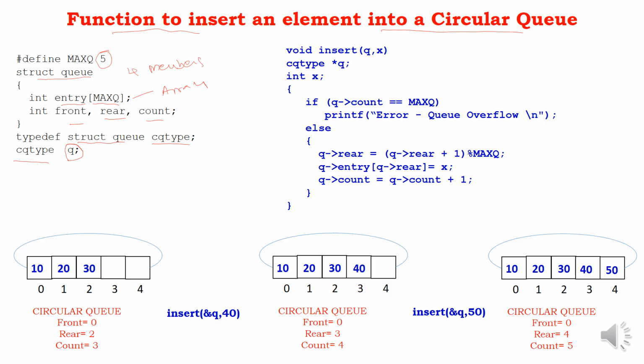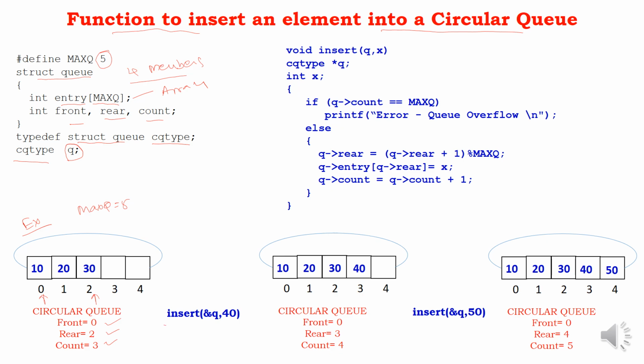See, what is CQ type? It is struct queue. What is struct queue? It is nothing but 4 members: the entry, front, rear, count. Entry is an array. See the example. The example shows an array which can store 5 elements. So max Q is 5. Total number of elements is 5. Then there are 3 elements. First element is at position 0, that is front is 0. Last element is at position 2, rear is 2. Count is 3. Total number of elements that are there is 3. So the collection of array, front value, rear value and count value is nothing but your circular queue.